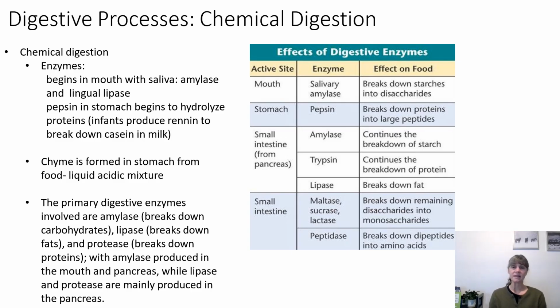fats. The pepsin in the stomach helps to break down proteins into large peptides, but then the small intestines and pancreas can also produce peptidase, which further helps to break down those large peptide chains. We also have protease, which is another enzyme that helps to break down proteins.